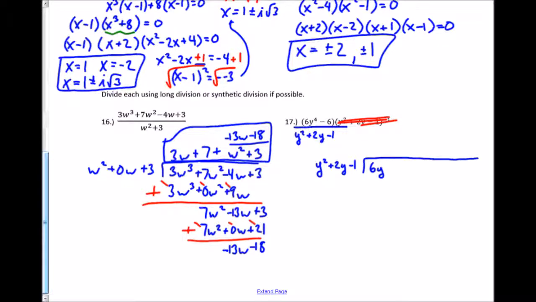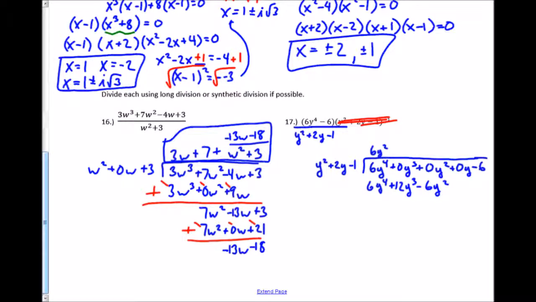That's a 6y to the 4th. I'm missing the y cubed. I'm missing the y squared. I'm missing the y to the 1st. And then I have the minus 6. So I put zeros in for all these missing terms. And I start this process. y squared times what gives me the 6y to the 4th is a 6y squared. I multiply that by what's out front. Essentially, it's my distributive property. That's a 6y to the 4th plus 12y cubed minus 6y squared.